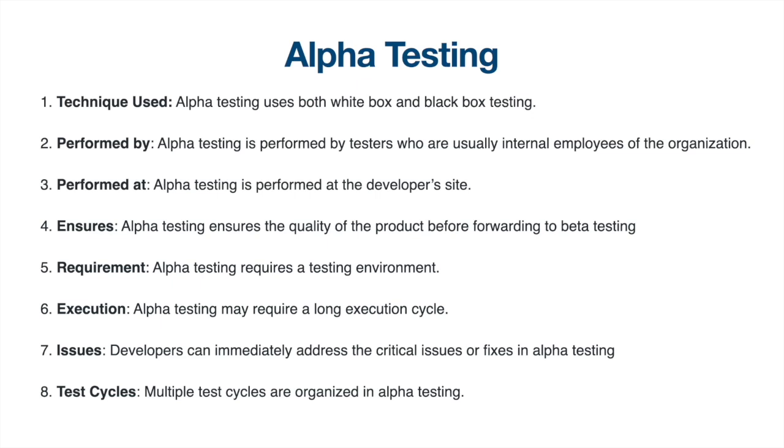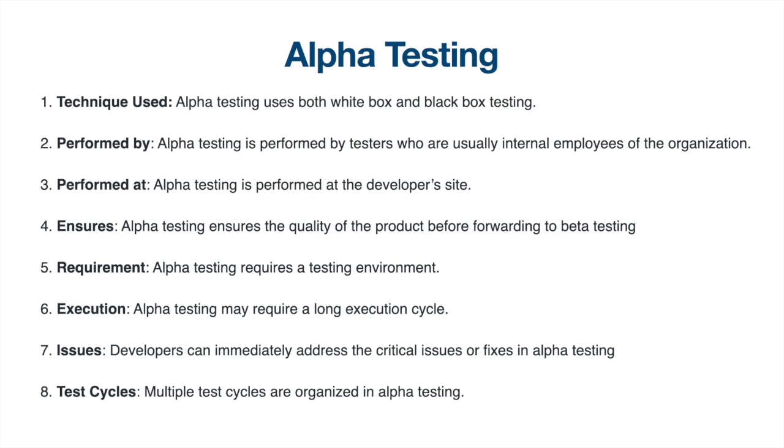So where do we perform the alpha testing? As it's a part of the development process, it's done at the developer side, where the complete product is being developed in the company working on the software application. So it's performed there only. This kind of testing ensures the quality of the product before forwarding it to beta testing. They are trying to identify all the edge cases and business scenarios, covering the negative scenarios also, so they can provide a good quality product.